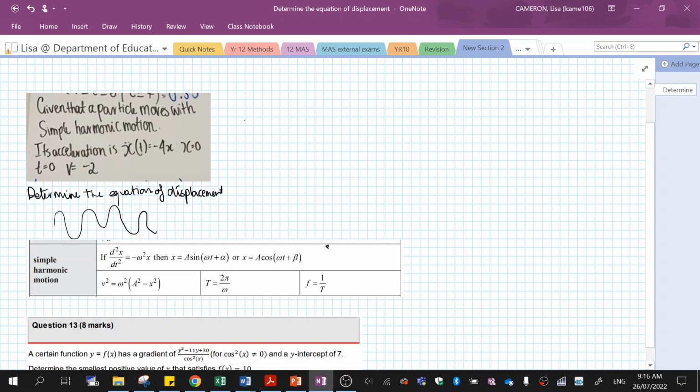Okay, so first thing we're going to do is use this fact we've got here about the acceleration, which relates to this one down here about the acceleration. So if we know that the second derivative is equal to minus w squared x, and we've got that that is minus 4x, then we can say that w squared is equal to 4, because they are occupying the same position. So now w is equal to, take the square root of it, plus minus 2.